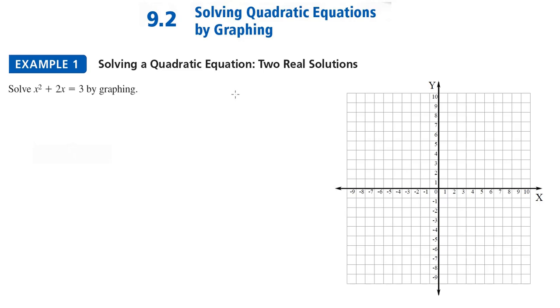All right, let's go ahead and take a look at lesson 9.2, solving quadratic equations by graphing. In example 1, we're going to look at solving a quadratic equation where there are two real solutions. So they're telling us here, solve x squared plus 2x equals 3 by graphing.